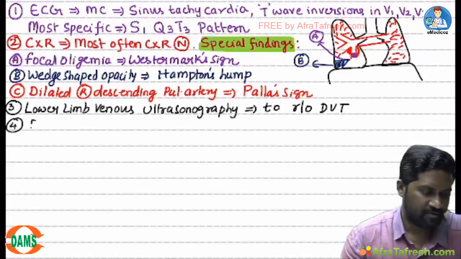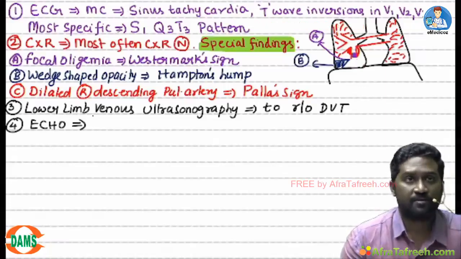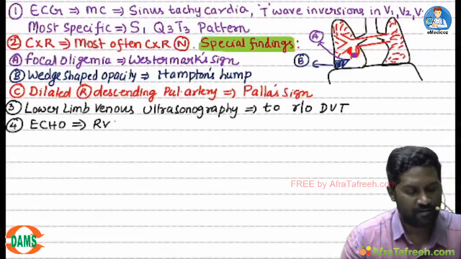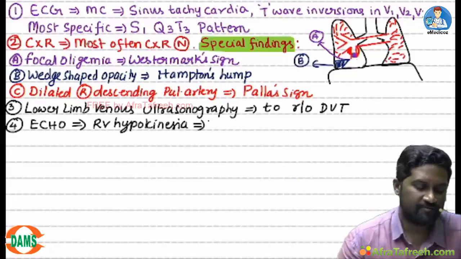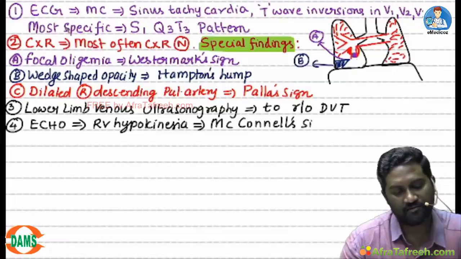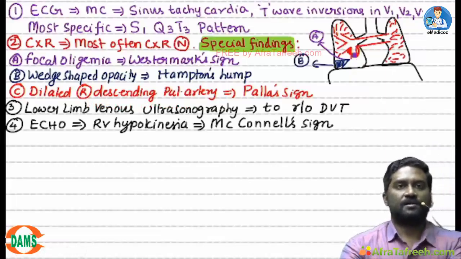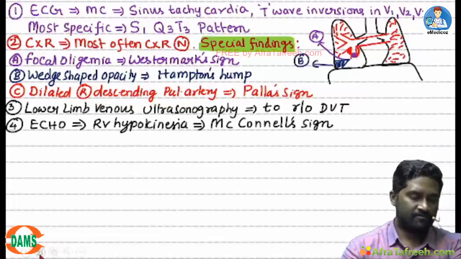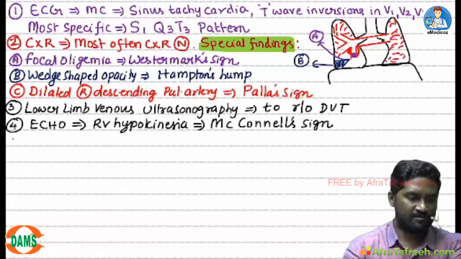Then whenever you do echo of heart, when there is a big thrombus, one can notice your right ventricle has given up, right ventricular hypokinesia. This right ventricular hypokinesia, in setting of a thrombus in the pulmonary circulation, is called as McConnell's sign.